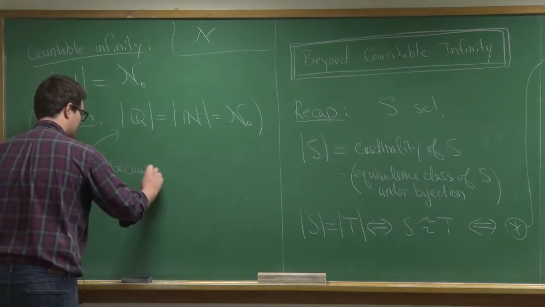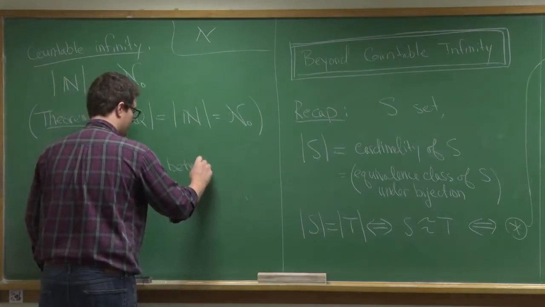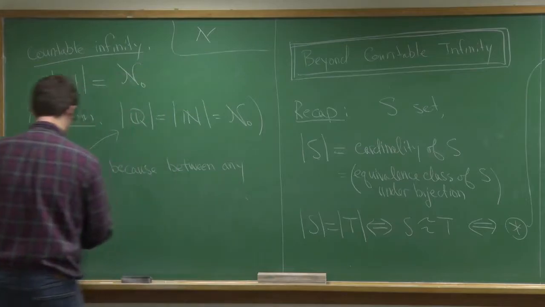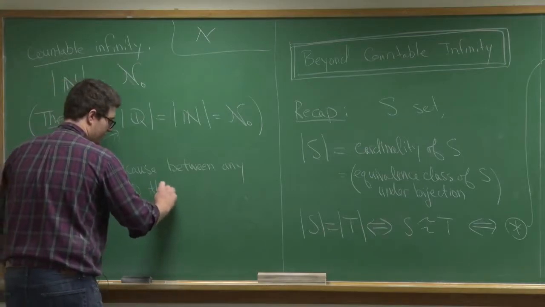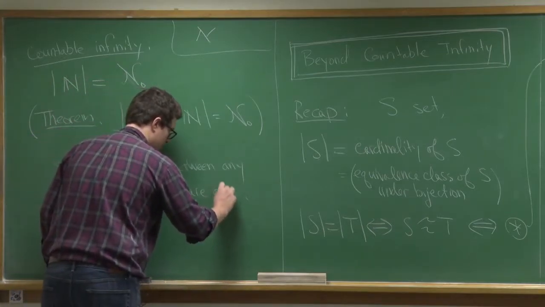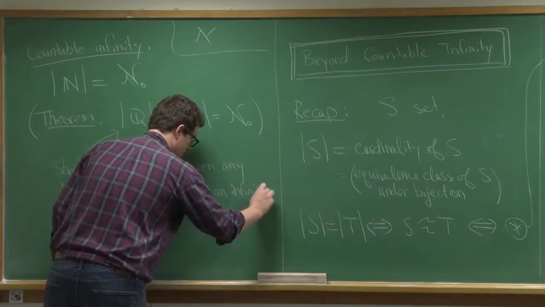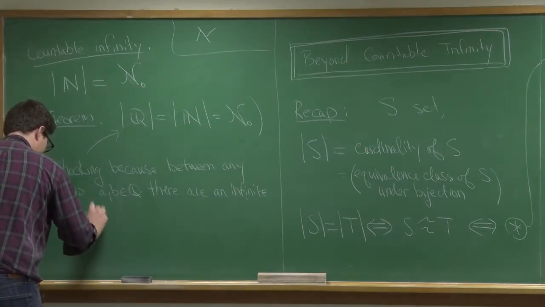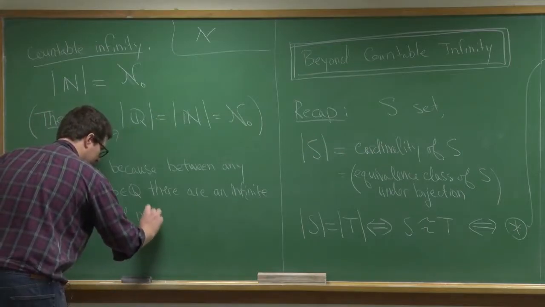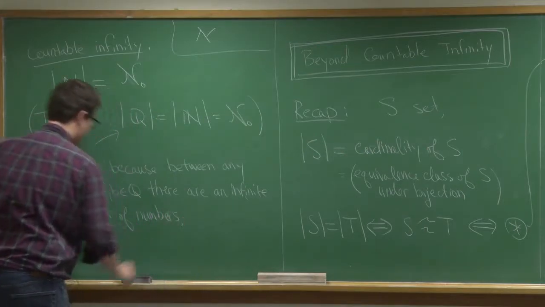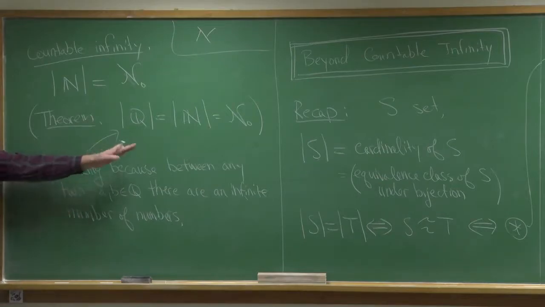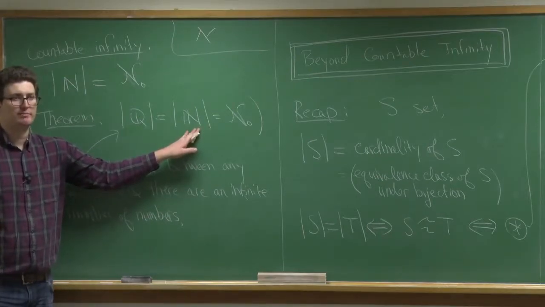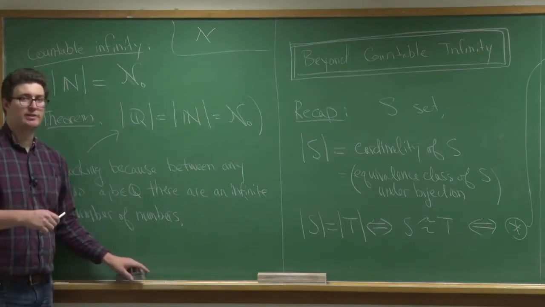Because between any two numbers, between any two A and B, there's an infinite number of them, right? So it seems like this would be somehow bigger than the natural numbers, right? That there's more of them. But you can actually set up a bijection between them.